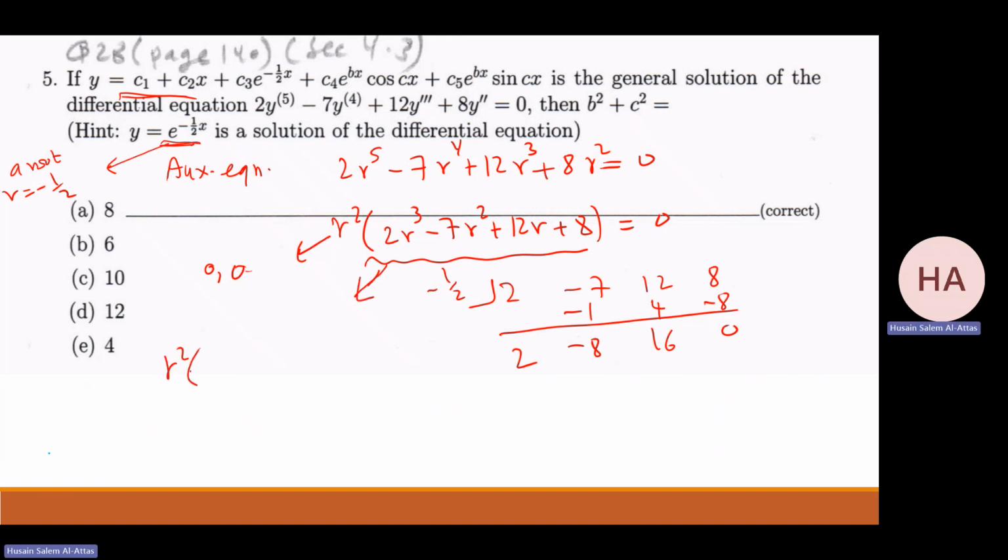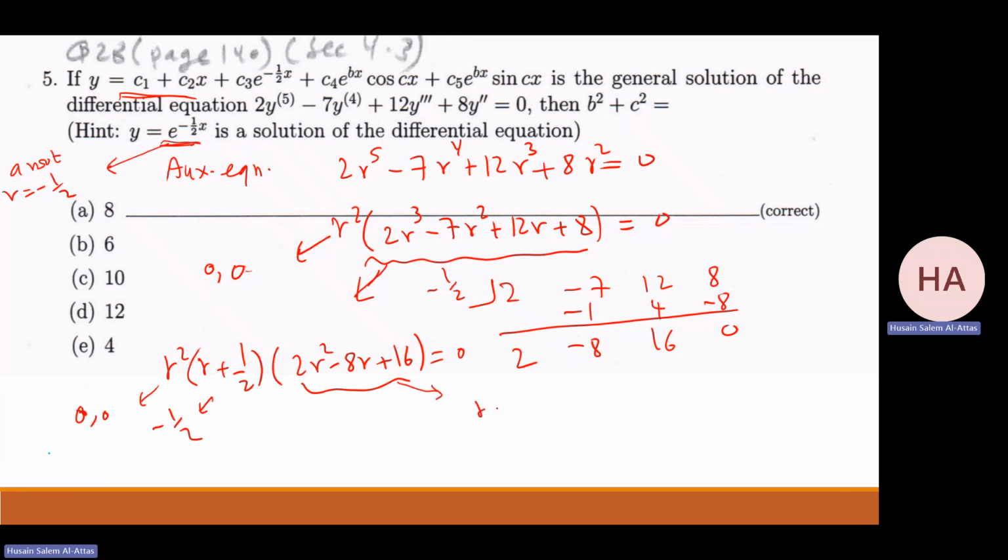That means this is r squared, r plus half, or 2r plus 1. Since it's, yeah, I can say r plus half, times 2r squared minus 8r plus 16 is equal to 0. As I said, this gives me 0, 0. This one gives me minus half. Now this one, I need the quadratic formula to get it, since it seems I'm getting another real solution.